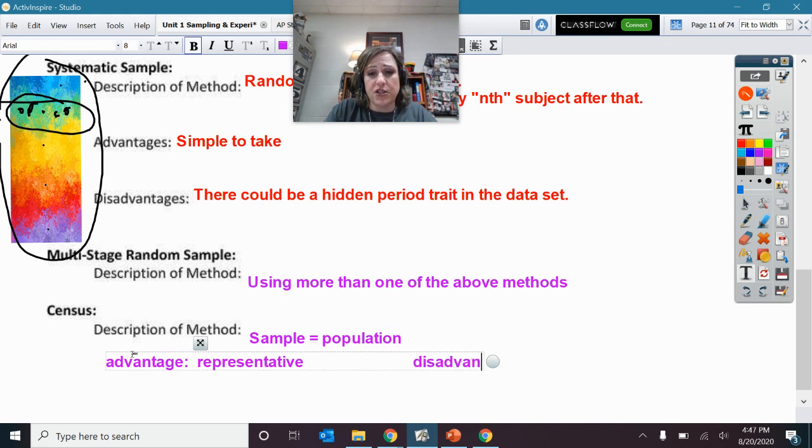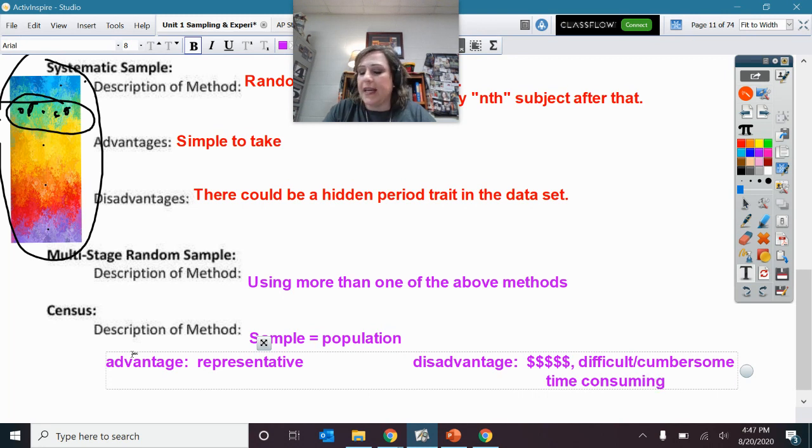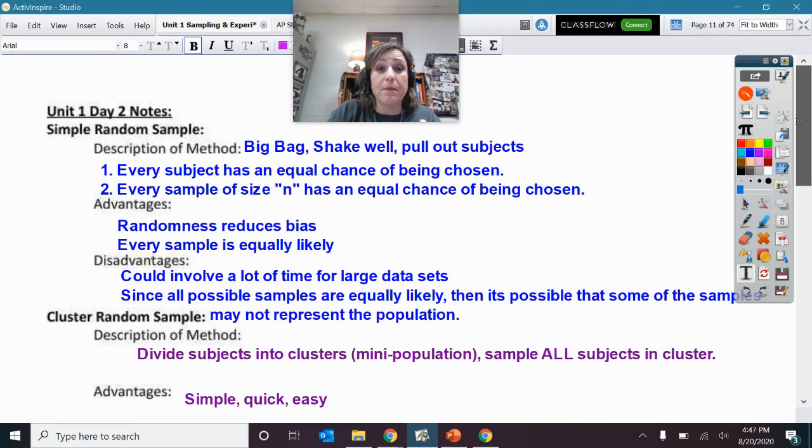But a disadvantage could be, how much money are we putting into doing the 2020 census? Holy moly, tons of money. Very difficult and cumbersome. You know what else? Time consuming. They're taking the whole entire year to do this. Okay, time consuming, and for very large data sets. Now, if it's a small data set like the basketball team, no problem. Okay, I can handle that. All right. So there are your sampling methods.